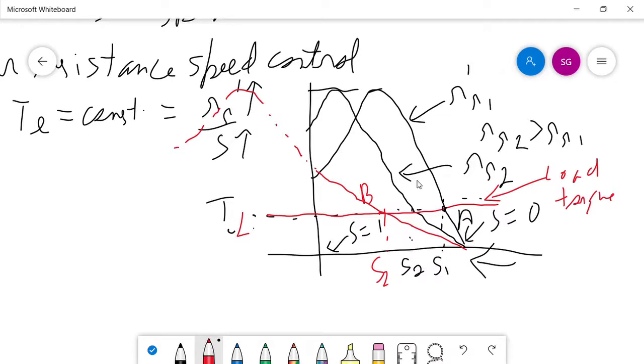Next time, in the next class, we will study some electronic method of how to control this rotor resistance electronically.